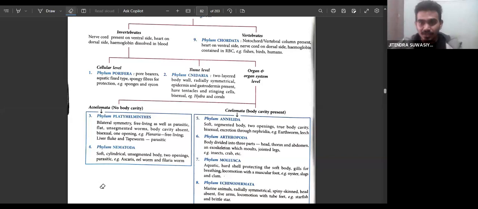They have only one pathway for both the excretory material and the ingestion material. Whatever food material comes in goes from this side, and whatever excretory material they release comes out from that side only. So that is the very cellular level of organization and the very simple organisms, that is Porifera.